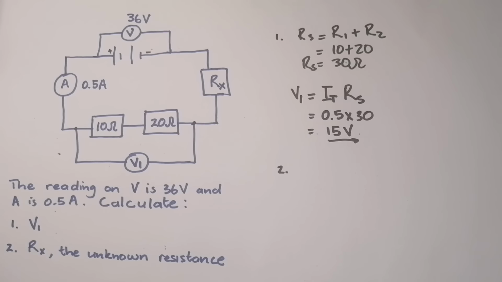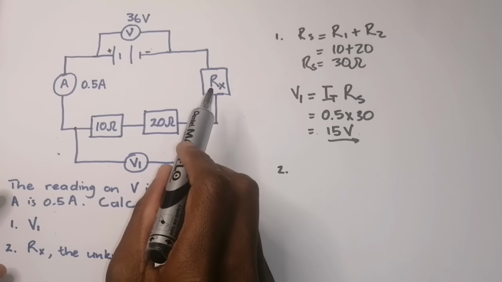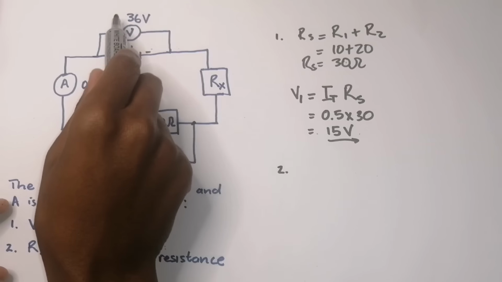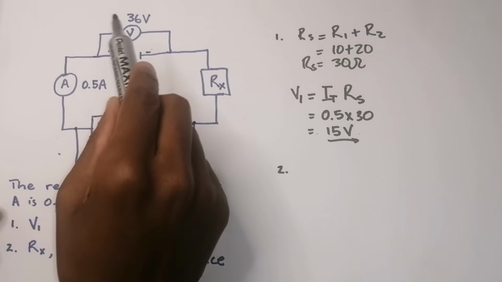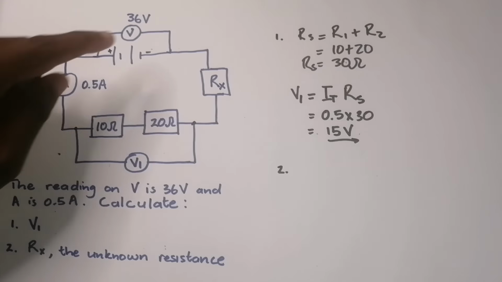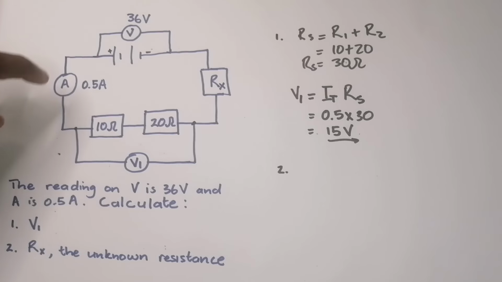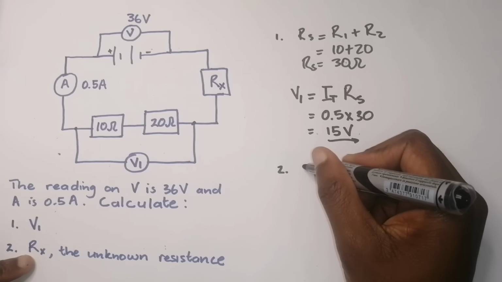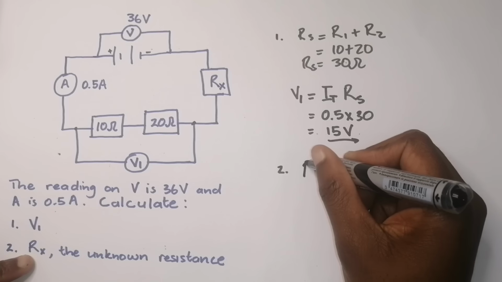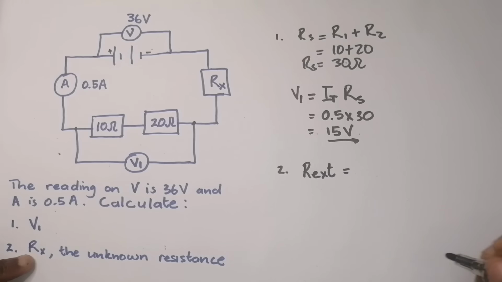Now look at this. When I look at those resistors, I'm given the total voltage, which is 36 volts, isn't it? So I know that's my total voltage, but which resistor does this correspond with? It corresponds with all my resistors that are in the circuit. So I know V external. If I've got V external, can I not find R external? Can I not find all my resistors combined?